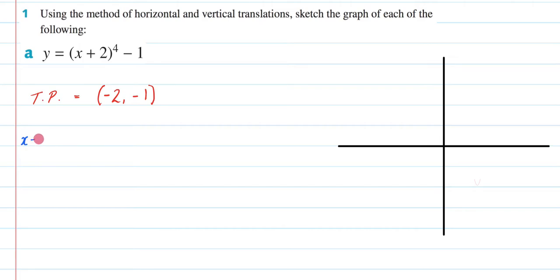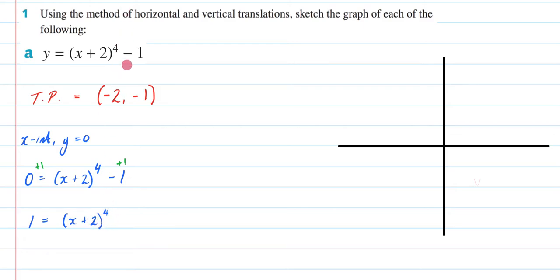find what the x-intercept is going to be. To find the x-intercept, we're going to let y equal 0. So let's do that now. We're going to get 0 is equal to (x plus 2) to the power of 4 minus 1. We're then going to plus 1 to both sides. Doing that, we're going to be left with 1 is equal to (x plus 2) to the power of 4.